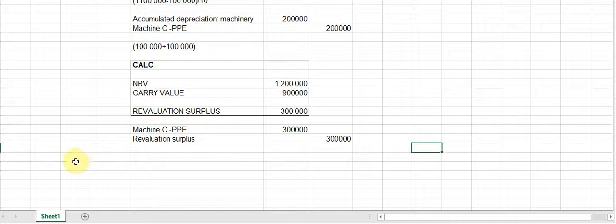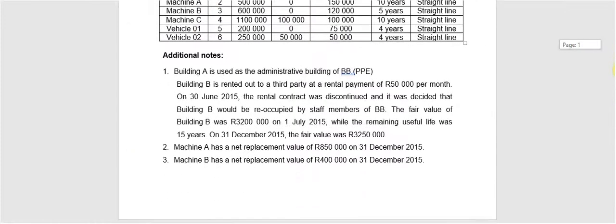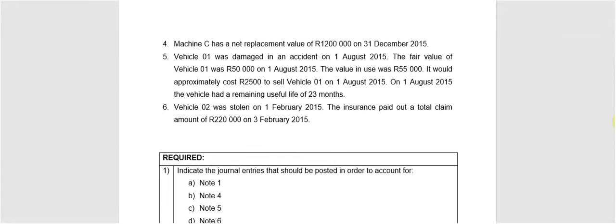In required number C, they ask us to complete the journal entry that relates to note number 5. And this was a situation where we had to recognize an impairment loss. So how do we recognize an impairment loss? We must first depreciate the asset, and then we need to use the fair value less cost to sell and value in use to determine the impairment loss.